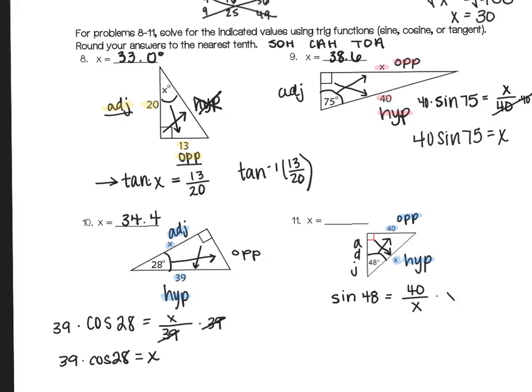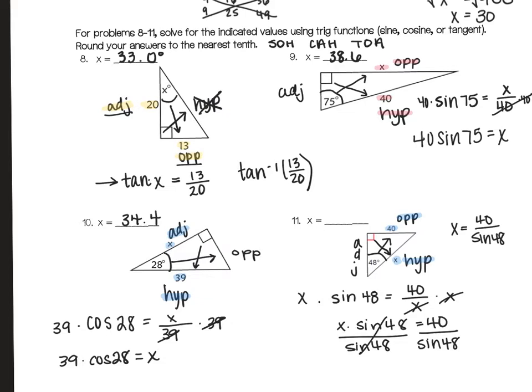To solve this one, I need to multiply both sides by x because I don't know what to do with the 40, so we're just going to start with this. I have x times sine 48 equals 40. If I continue solving for x, I divide both sides by sine 48, and then those sine 48s cancel out. So I have x equals 40 divided by sine 48. If I type that into a calculator, I get 53.8.